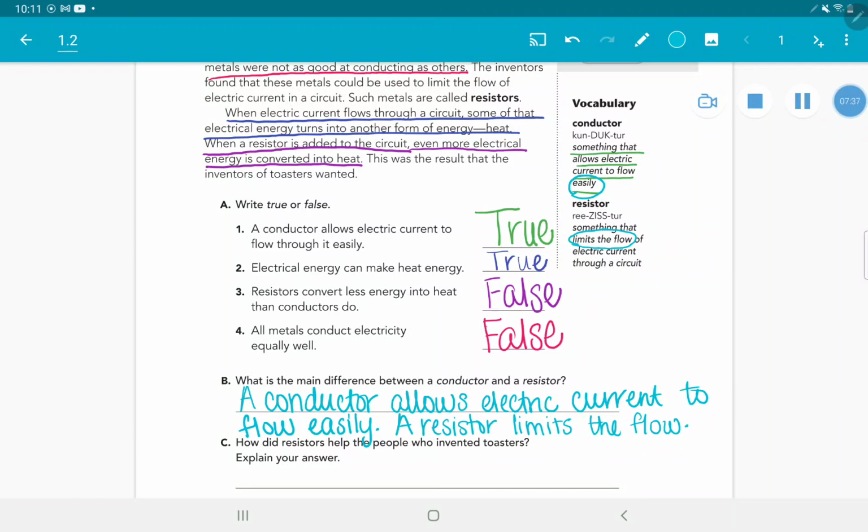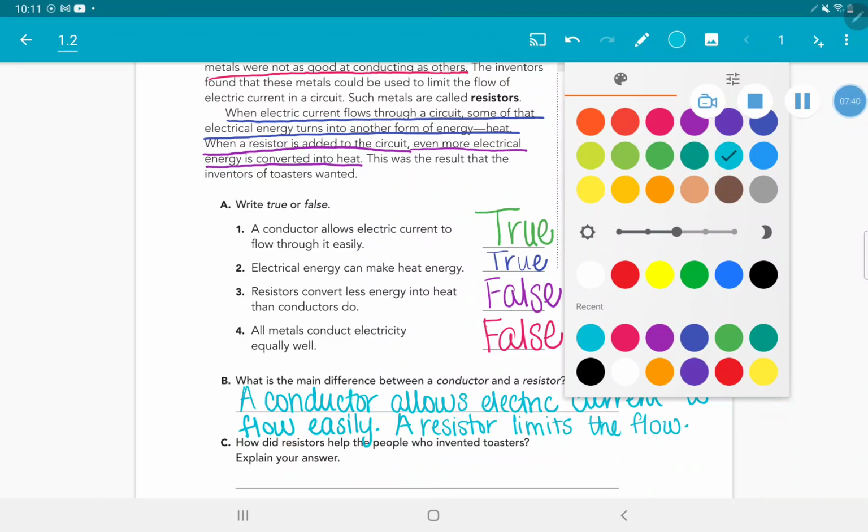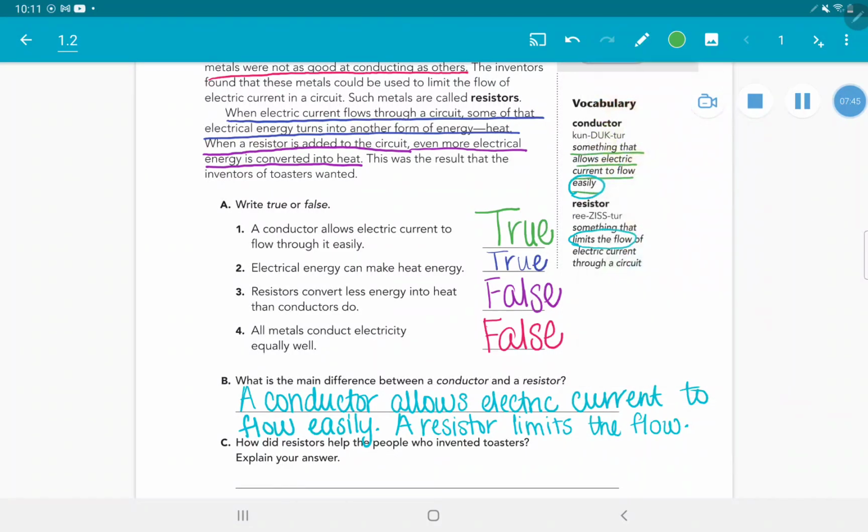All right, let's take a look at the very last question. The last question says, how did resistors help the people who invented toasters? I'm going to go back and read the next to last sentence. It says, when a resistor is added to the circuit, even more electrical energy is converted into heat. So how do you think the resistors help the people who invented toasters?